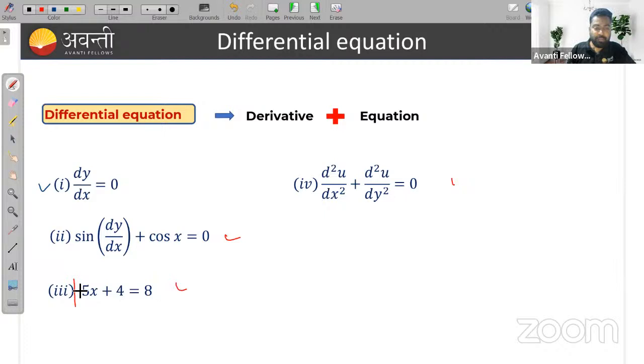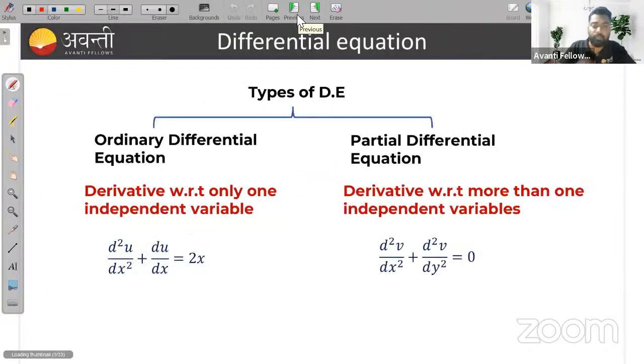Is it a differential equation? No, it's not a differential equation, because this equation is not involving derivatives. Clear? Okay, so let's move.